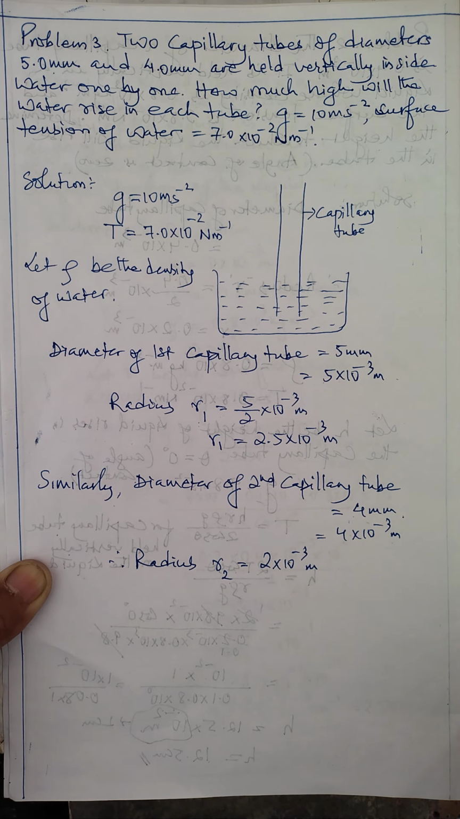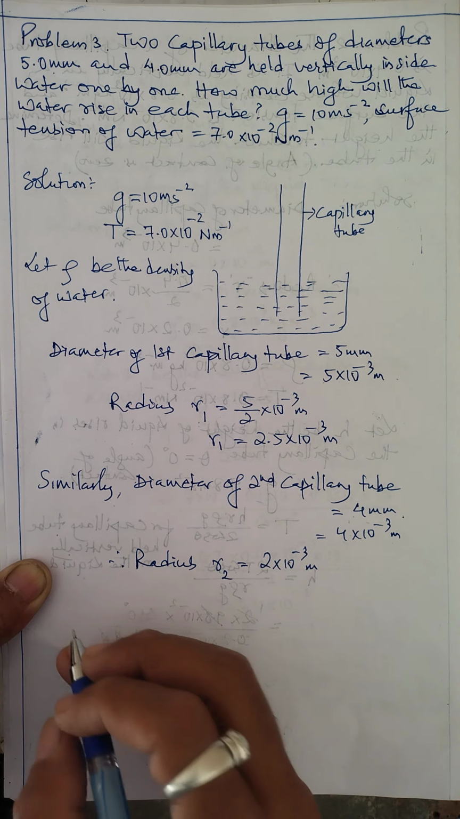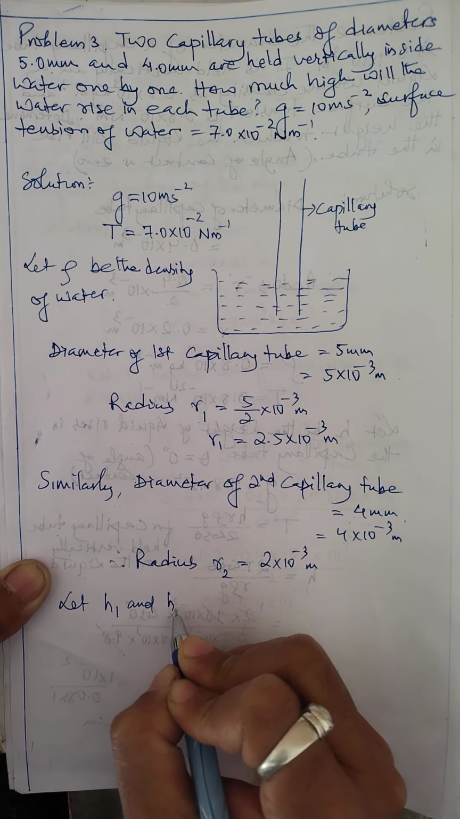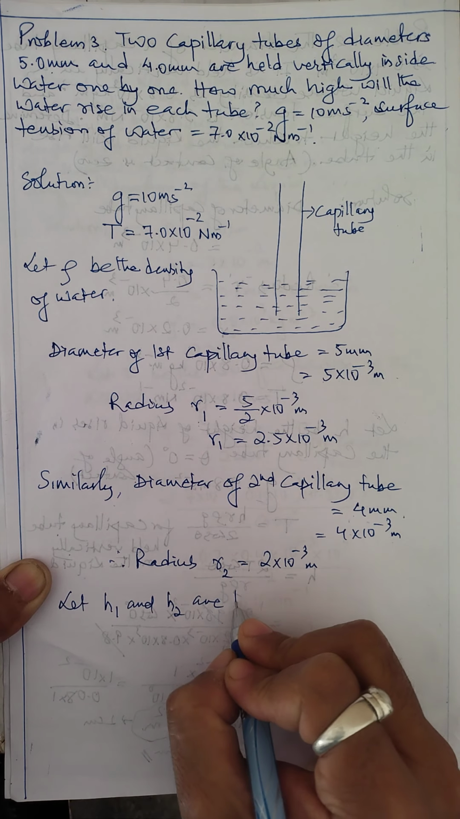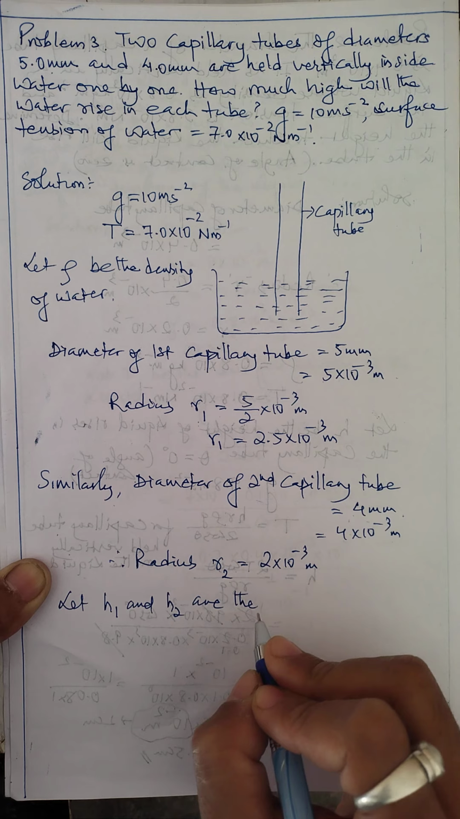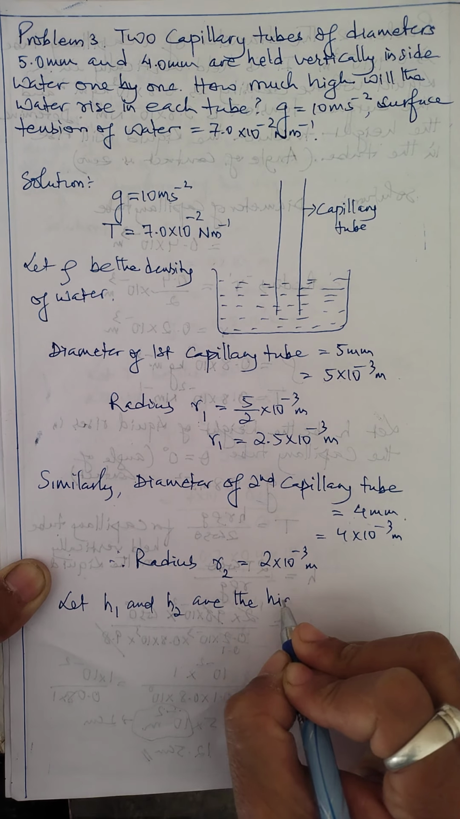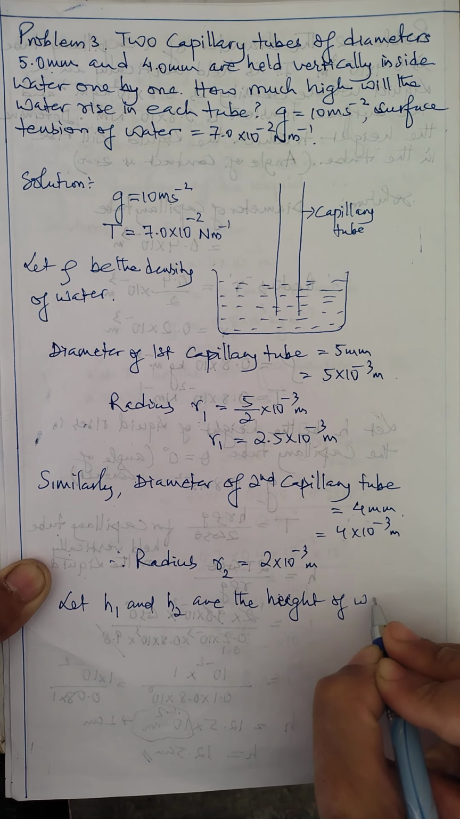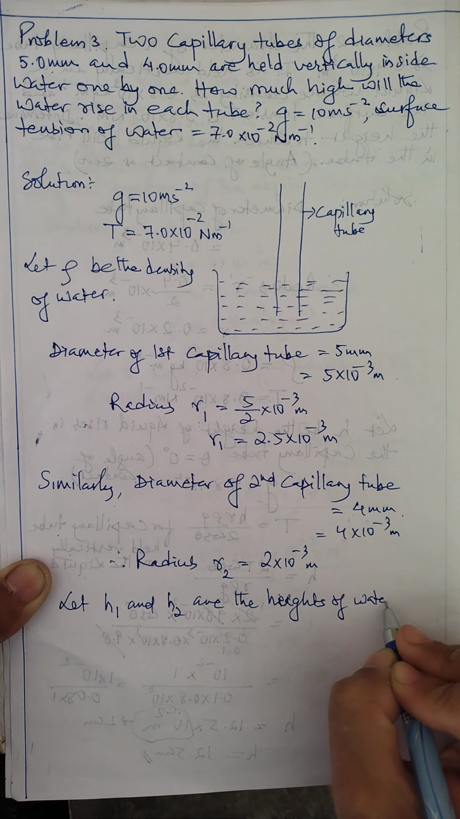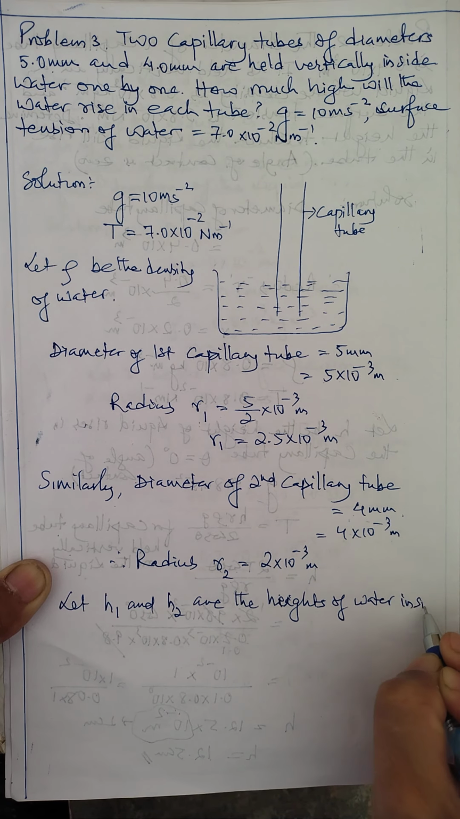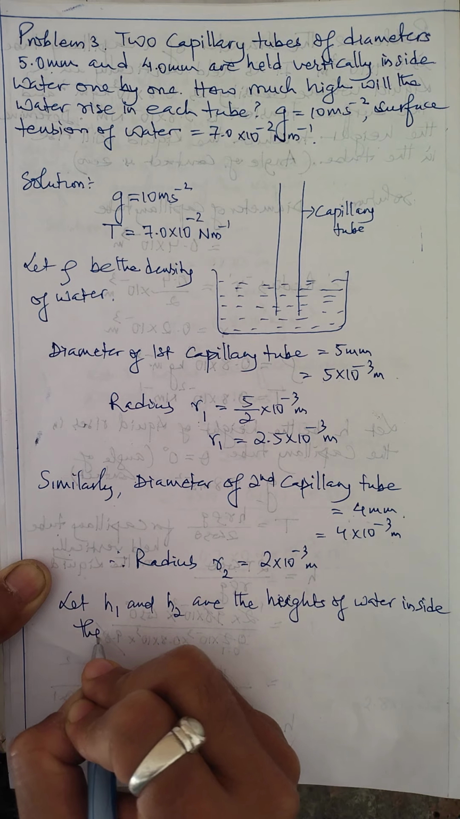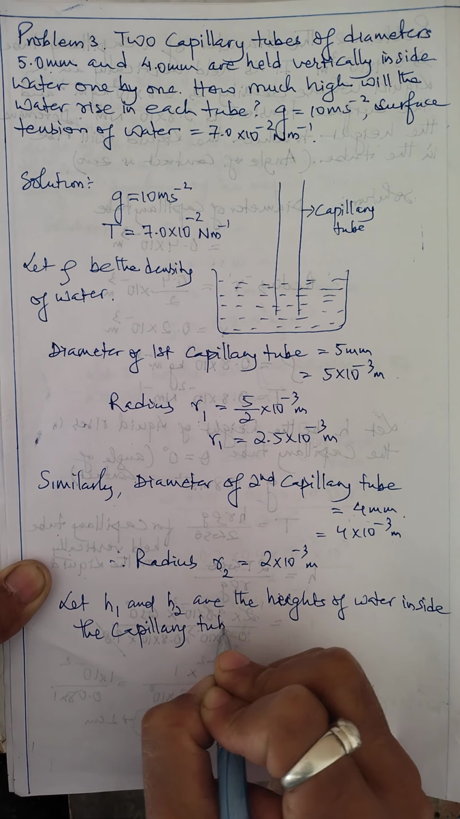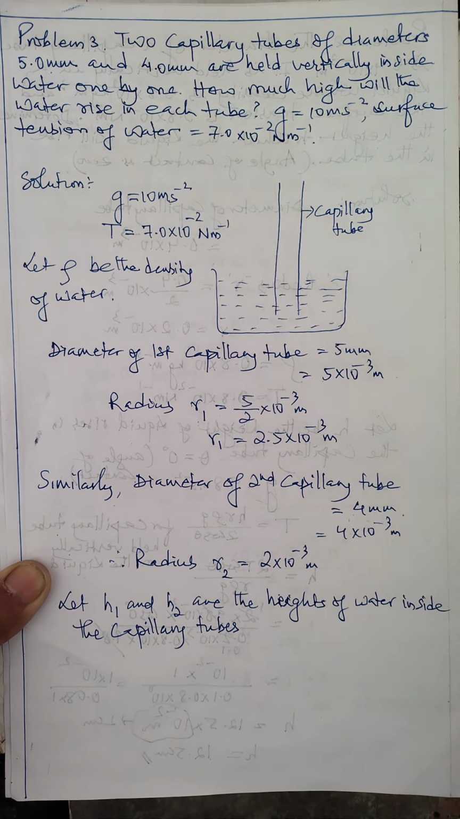Now to calculate the height reached in each tube, let me write down H1 and H2. Let H1 and H2 be the heights of water inside the capillary tubes, and those tubes have different diameters.